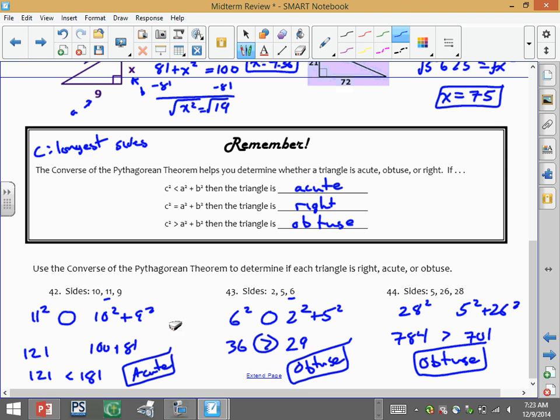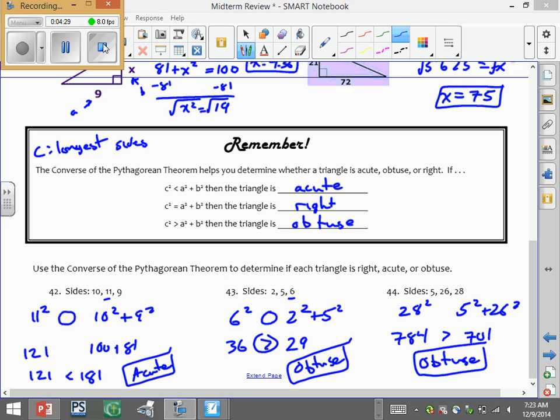So there's not an example of a right triangle there, but if those turned out to be equal, it would be a right triangle.